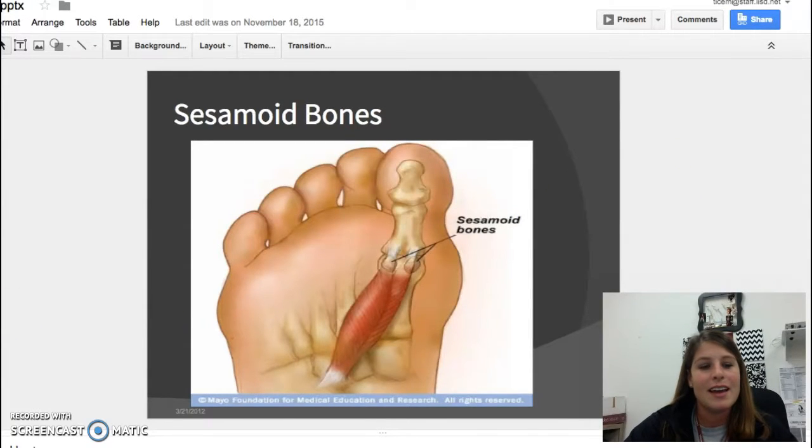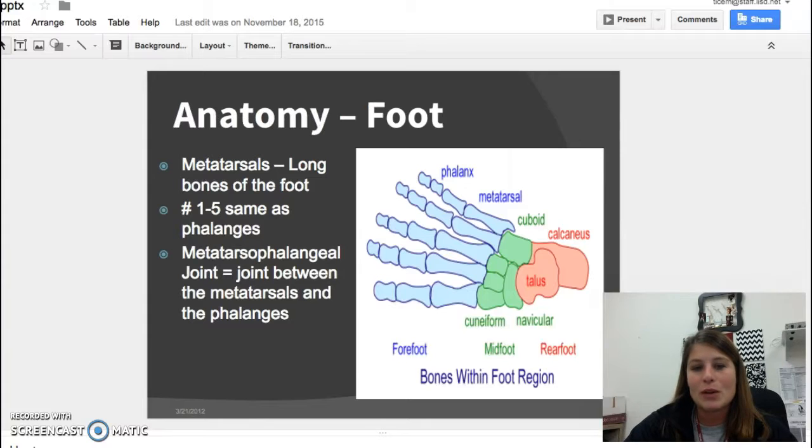Okay. Continuing on with our anatomy, we have metatarsals. Just like the phalanges, they're labeled 1 through 5, going medial to lateral. So this is metatarsal 1, metatarsal 2, metatarsal 3, metatarsal 4, metatarsal 5. I bet you can't say that 3 times fast.